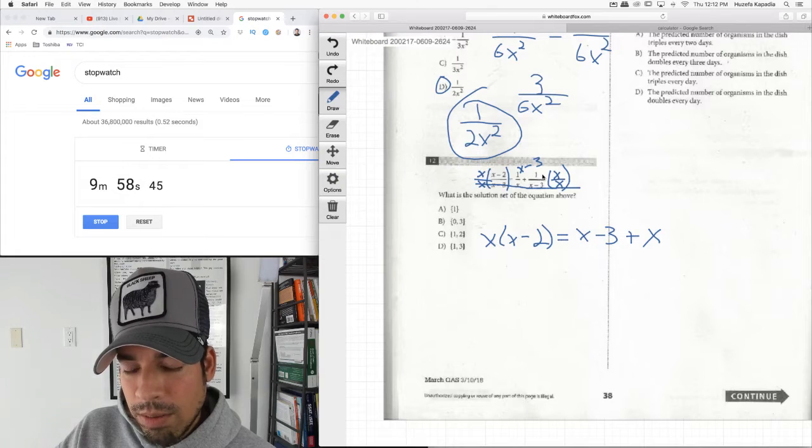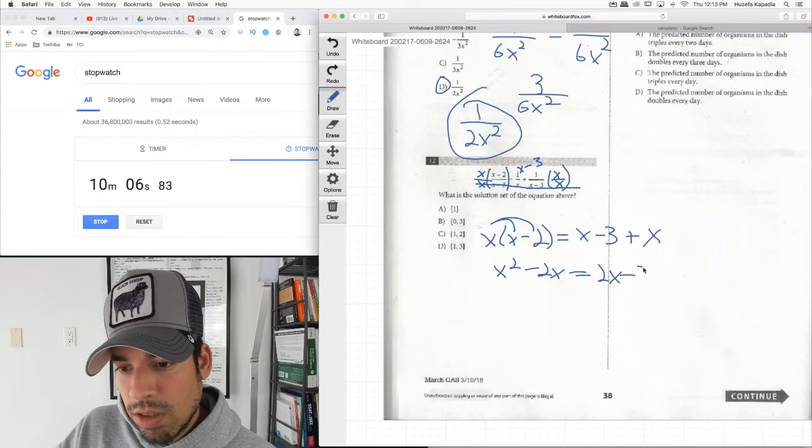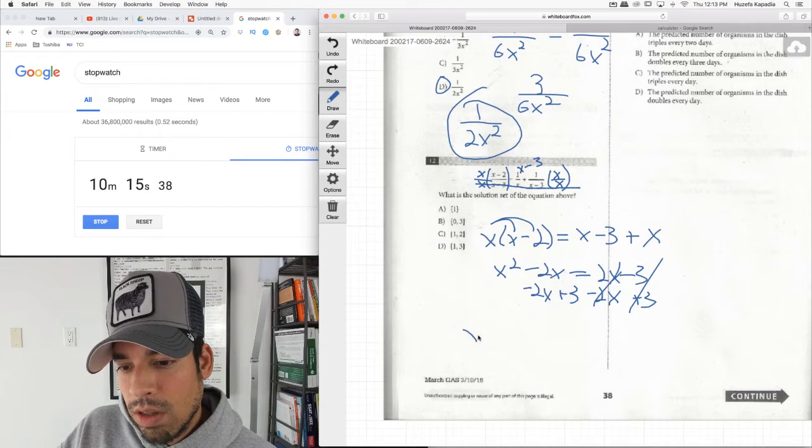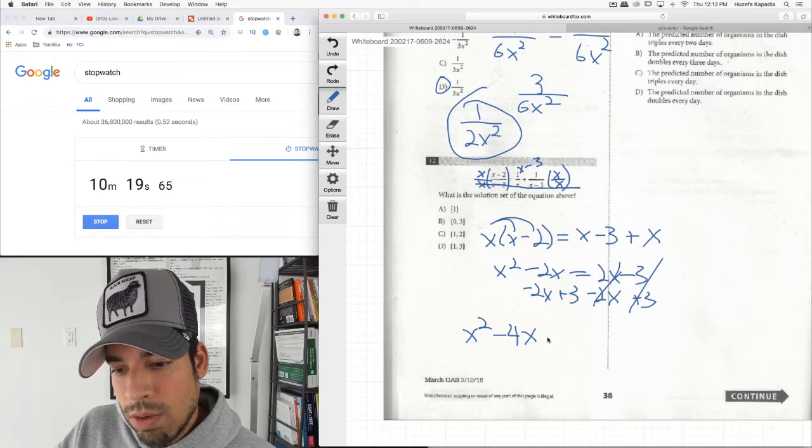And now we can solve. This becomes x squared minus 2x, just distributing like this, equals x plus x is 2x minus 3. Let's subtract 2x and add 3 to get rid of those. Now we've got, remember, it's just a quadratic. We're setting equal to 0. X squared minus 4x plus 3 equals 0.